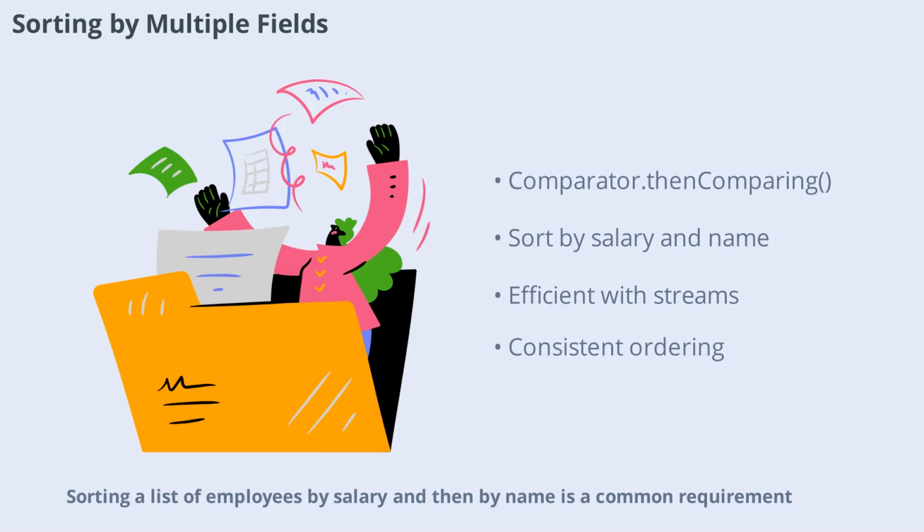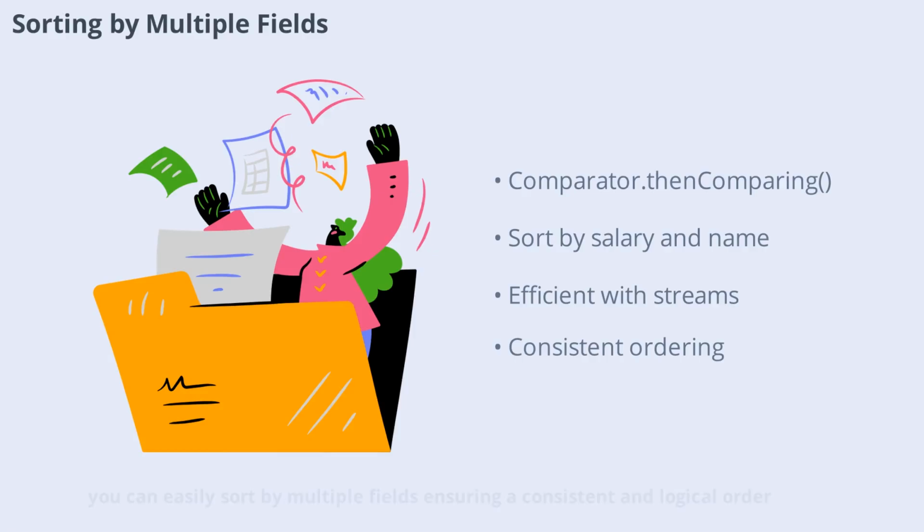Sorting a list of employees by salary and then by name is a common requirement. Use Comparator.thenComparing to achieve this. With Java streams, you can easily sort by multiple fields, ensuring a consistent and logical order. This technique is efficient and widely used in production systems for sorting complex data structures.